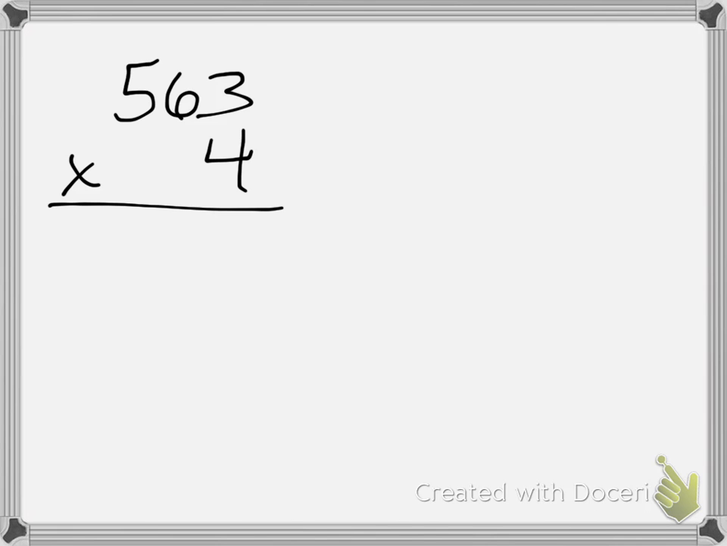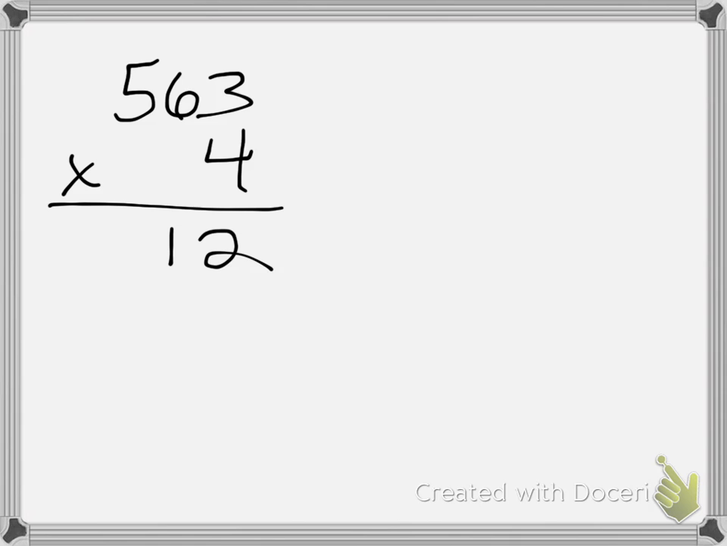What we're going to do now is try a little bit more difficult problem. 563 times 4. So this first time I show you the problem, again, I'm going to break it out and show you all of the values, and then we'll do it with a shortcut. So to start, we're going to start again by multiplying the ones. 4 times 3 is 12, so I'm just going to write that 12 down here.